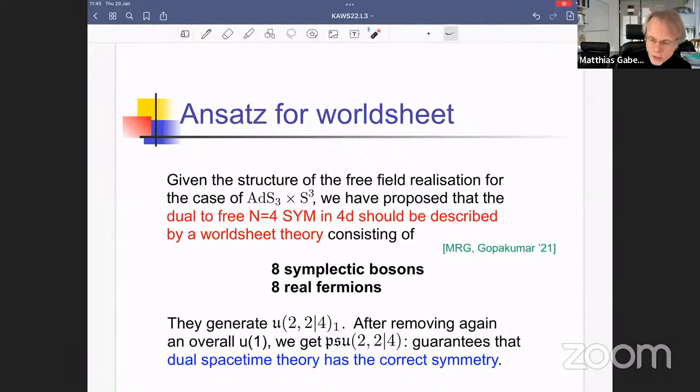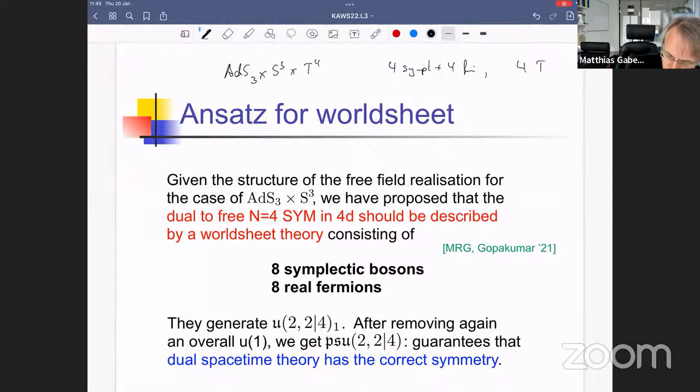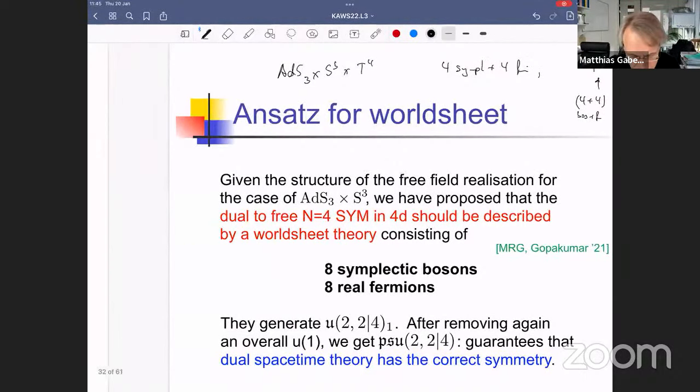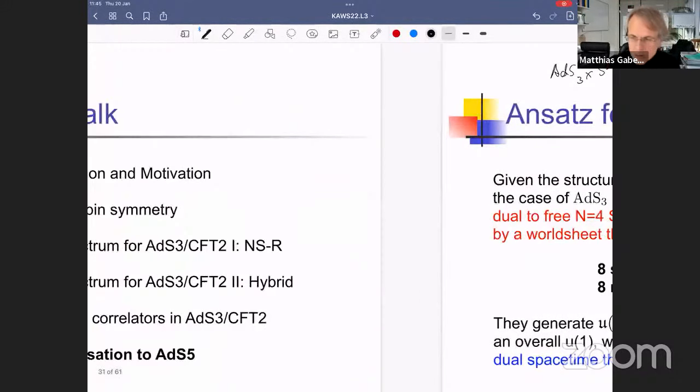So the idea is, for AdS3 cross S3 cross T4, our worldsheet theory was 4 symplectic bosons and 4 fermions. And then we had the T4 degrees of freedom, which was another set of 4 bosons and 4 fermions. This was basically the worldsheet description in this hybrid formalism at level 1. And as I've tried to indicate, these psi's look a little bit like twistor variables.